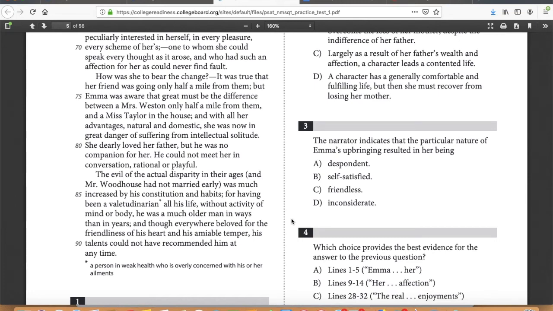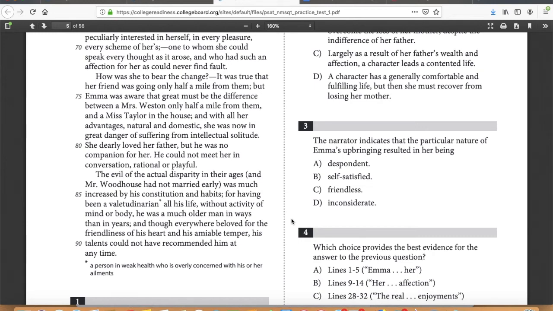Yeah. Read that last line, line 81. He could not meet her in conversation, rational or playful. What does that mean, rational or playful? Like a serious conversation, or just joking. Yeah. Just being clever and witty, or having a serious conversation on a serious topic. Couldn't do either. He's kind of hands off. He's just not the same. He just doesn't meet her on the same level. They're on two different levels. You know what I'm saying? And she's on a higher level. Right.